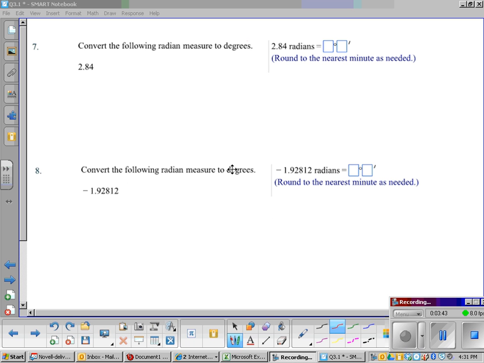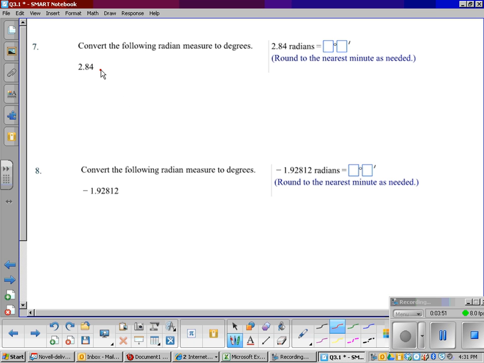On the next two problems, we start with radian measure that doesn't have pi written out separately. So this time, it's not something we can find easily on our unit circle, no special values. So we just want to multiply by 180 degrees divided by pi. This time, all I can do is use the pi button that's in my calculator to compute this. So 2.84 times 180 divided by pi.